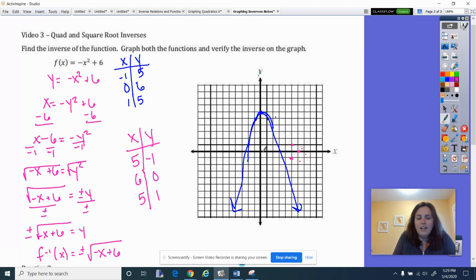So here, now I can draw it's a sideways parabola. And it looks like this. So if I put in my dashed line of y equals x here, look what's happening. If I fold this over on itself, my graphs are mirror images of each other. Okay, I want you to graph one quadratic function and its inverse.